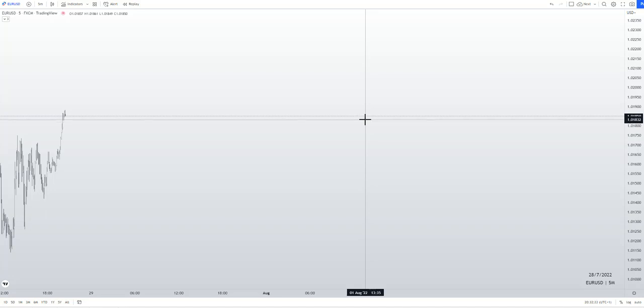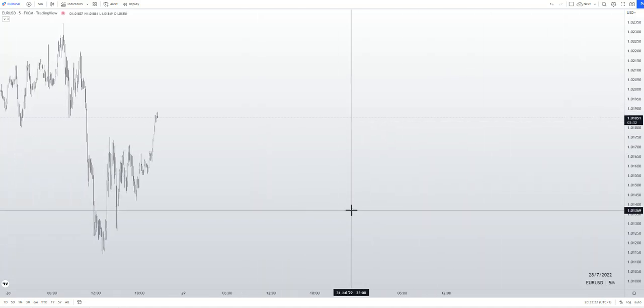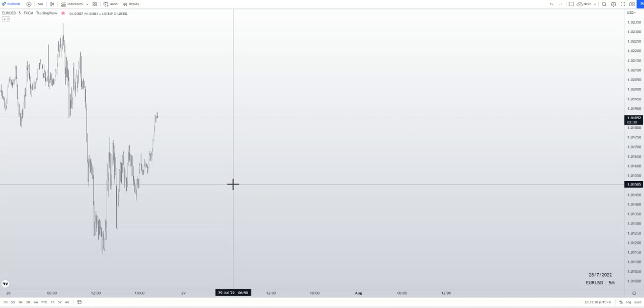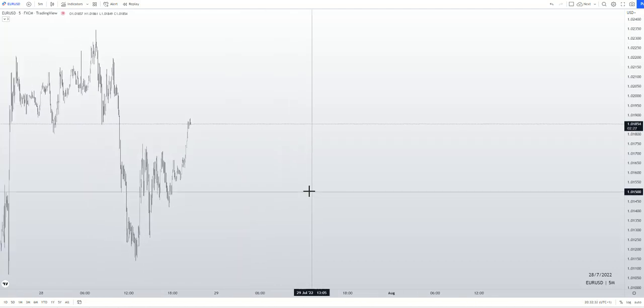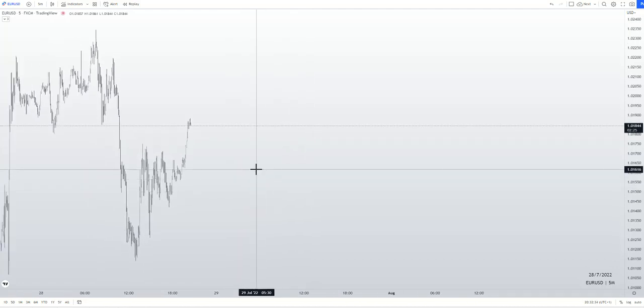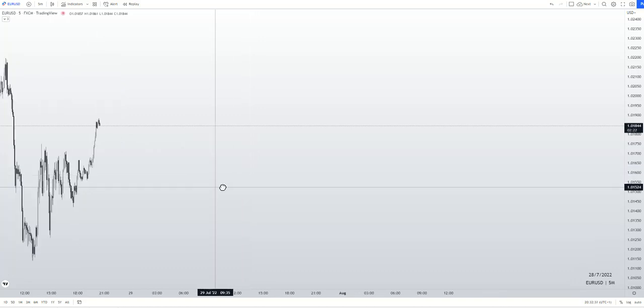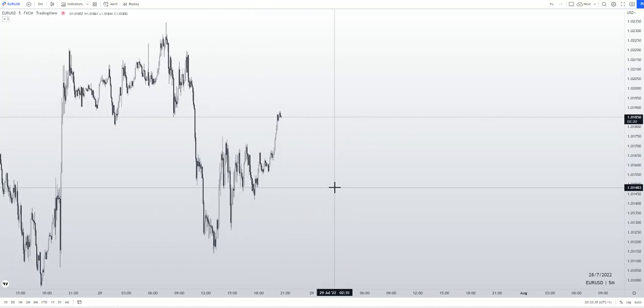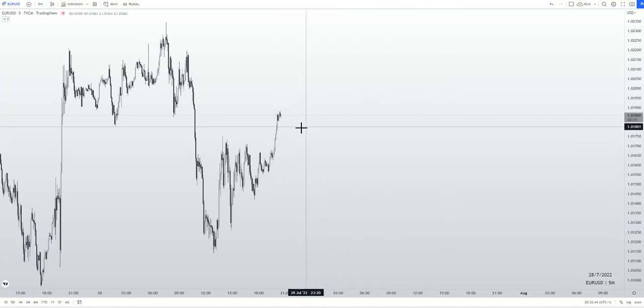Now, we know that price is being run by an algorithm, and the algorithm is designed to be efficient. By efficient, we mean balanced. What I'm going to explain to you today is how to use the volume profile tool to make it a little bit easier for you to spot imbalances and absolute imbalances.